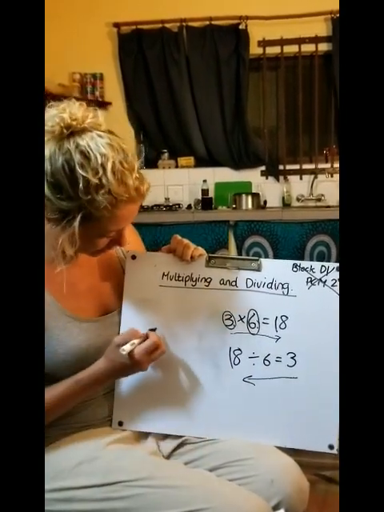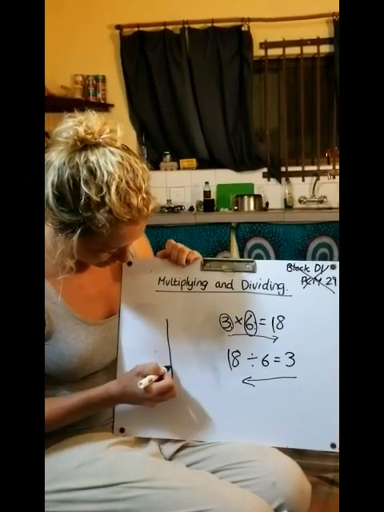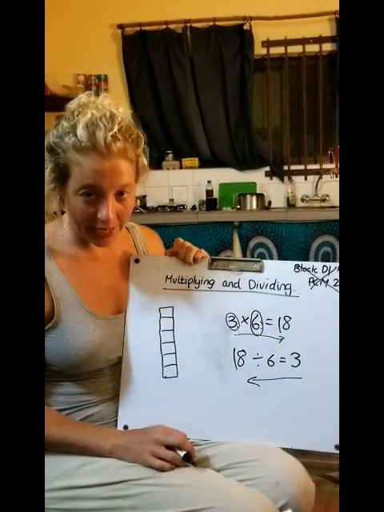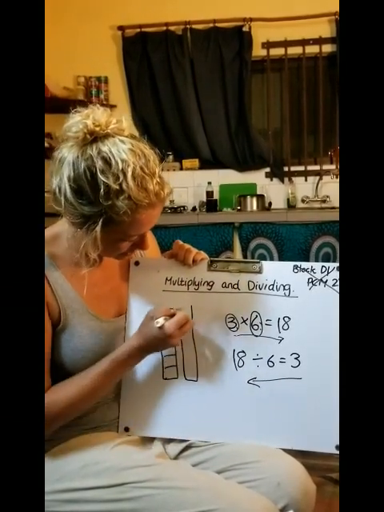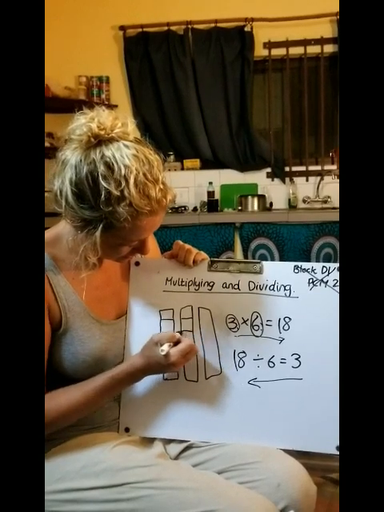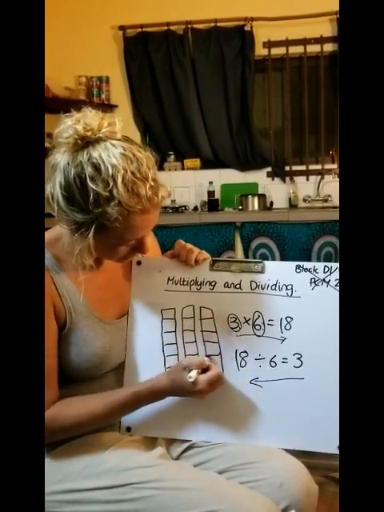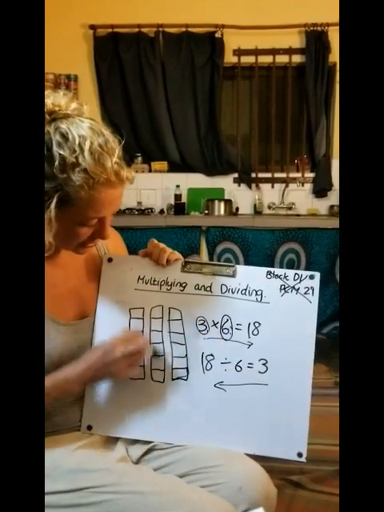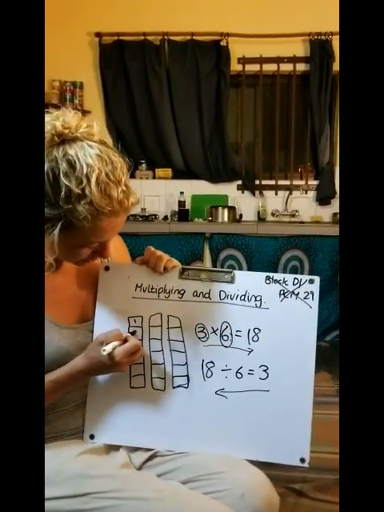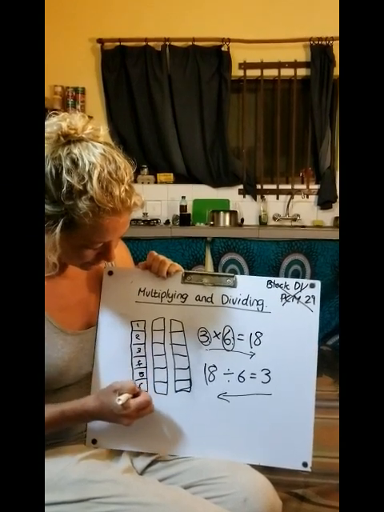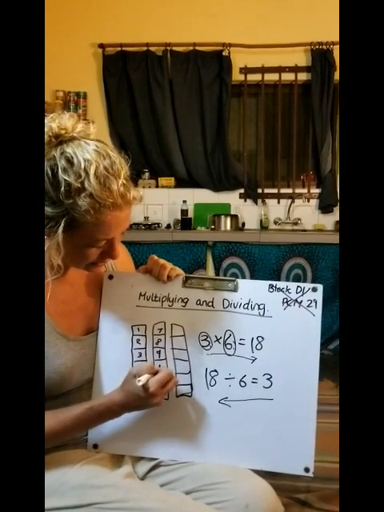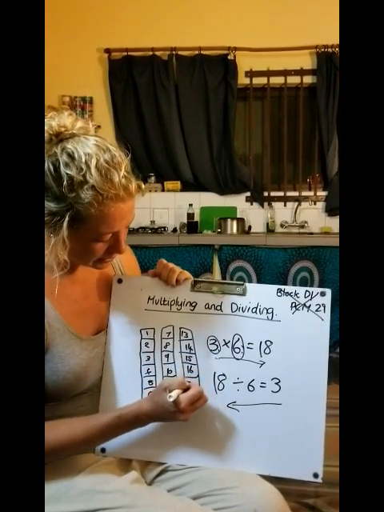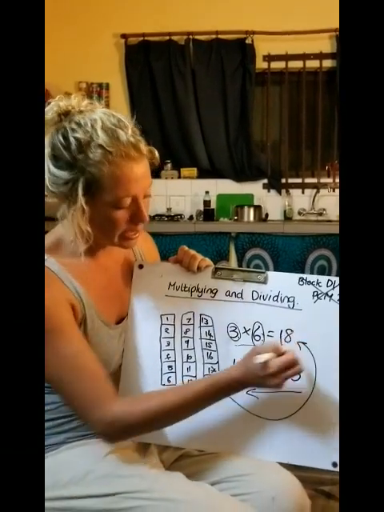Here they've drawn it for us in blocks, and they have 1, 2, 3, 4, 5, 6 blocks in a line, and they've got 3 sets of them. So I'm going to draw another one and another one. This is what they've got there. Okay, so now we can see 3 sets of 6 blocks is going to be 18. So let's count: 1, 2, 3, 4, 5, 6, 7, 8, 9, 10, 11, 12, 13, 14, 15, 16, 17, 18, and we get our answer. It's right there.